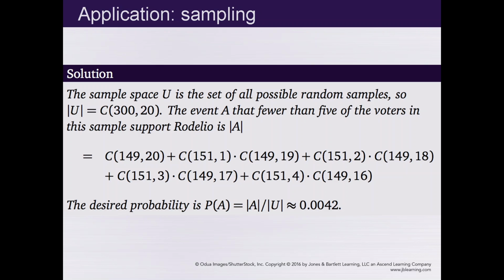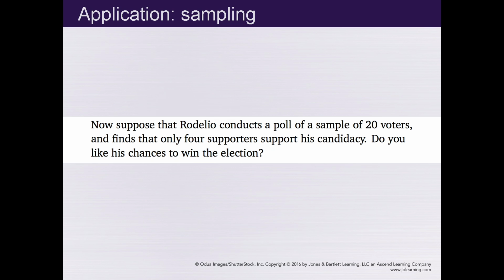Which makes sense since over half the people support him. Okay, now suppose that Rodelia conducts a sample of 20 voters and finds that only 4 supporters support his candidacy. Do you like his chances to win the election? So what if this actually happens?